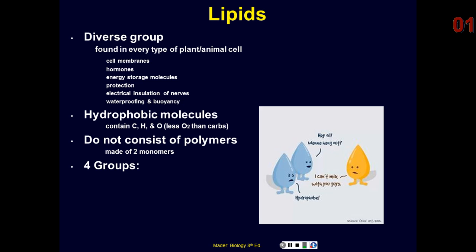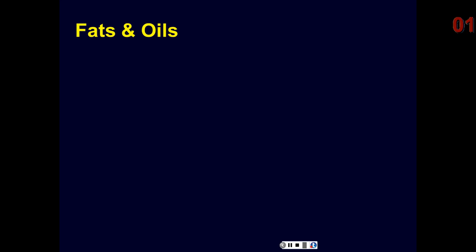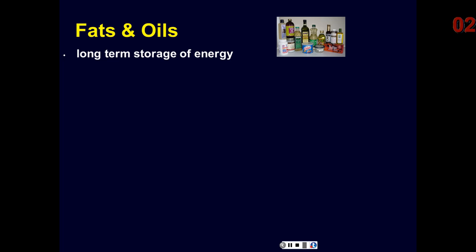The four groups of lipids that we're going to talk about. First, we're going to talk about fats and oils, what they're made of and what the difference between them are. Then we're going to talk about phospholipids, steroids, and waxes. So let's start by talking about fats and oils. These are lipids that are for long-term storage of energy. Again, we take two smaller unit molecules and through dehydration synthesis they form a single molecule.